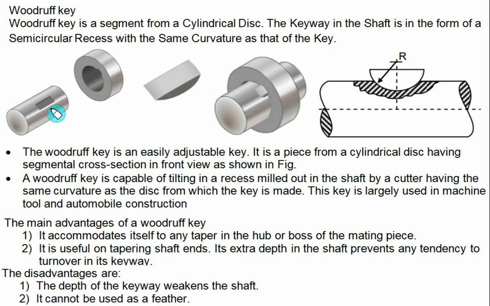Since the semicircular recess is made in the shaft, the cross-sectional area is going to reduce. Because of this, the depth of the keyway weakens the shaft and it cannot be used as a feather key. That is, axial movement is not possible, but radial misalignment is possible in the case of the Woodruff key.